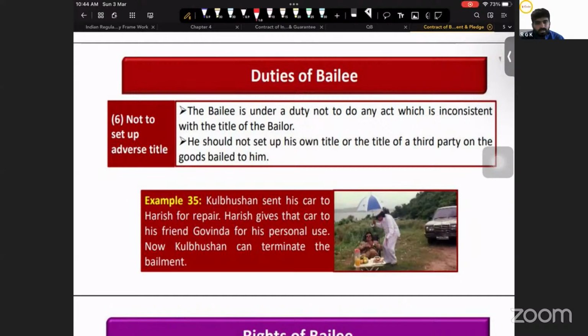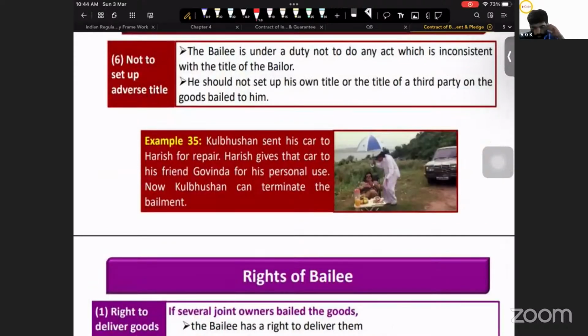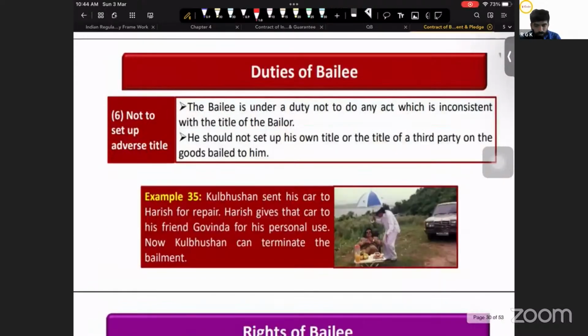The last part we need to discuss is rights of bailee. Before I go to rights of bailee, please make sure you've understood all the duties of bailee clearly. Is it clear? Please give me a confirmation.